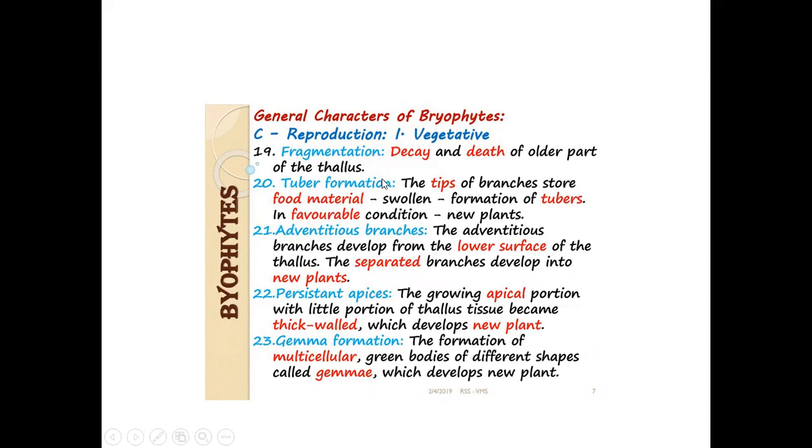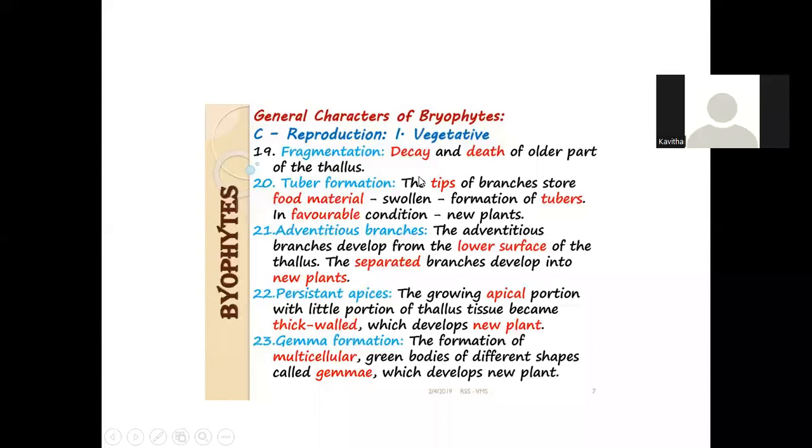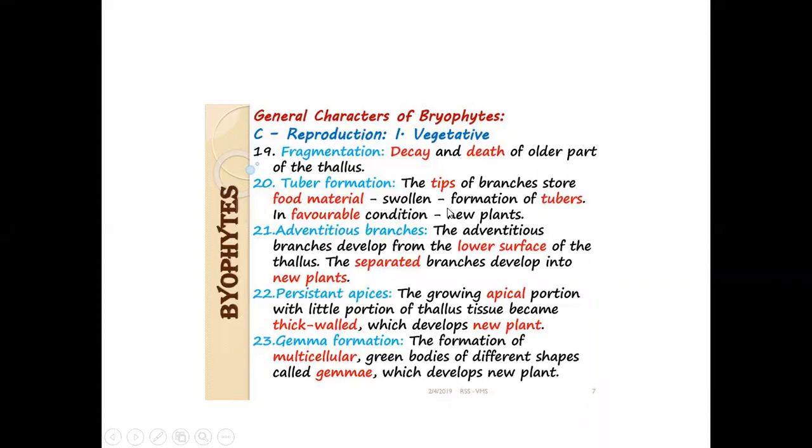The second type of vegetative reproduction is tuber formation. Tubers are small extra parts of the plant which store food material. They look like small round bulbs. Those are called tubers. They store a lot of food material. When these tubers detach from the main plant, they have the capacity to develop into a new plant. That is called tuber formation.